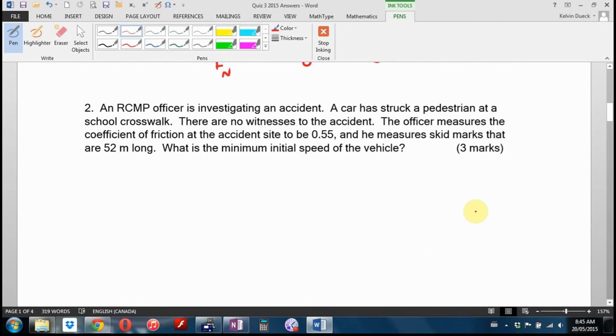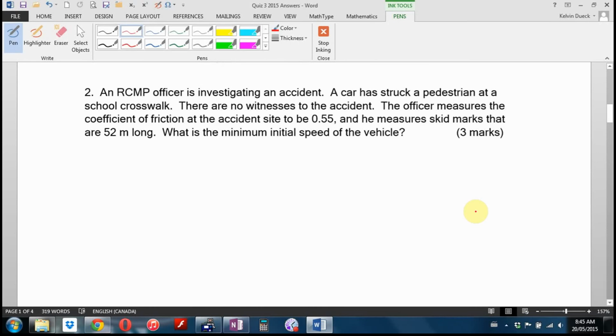Number 2 is the one I'm not sure about. This used to not be on the test, but I liked it so much I think I've added it to the test now. This is RC&P math investigation. It says: an RC&P officer is investigating an accident. A car has struck a pedestrian. There are no witnesses. The officer measures the coefficient of friction to be 0.55, and he measures skid marks that are 52 meters long. What's the minimum initial speed?